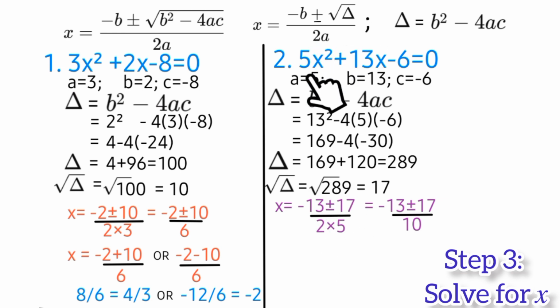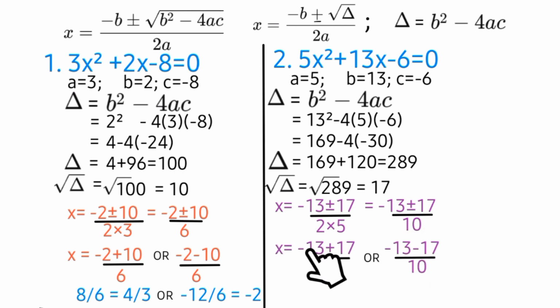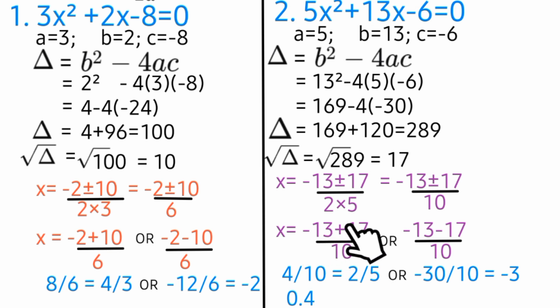Our a value is 5. And so we have minus 13 plus or minus 17 divided by 2 times 5, which gives 10. Is either x equal to minus 13 plus 17 divided by 10, or x is equal to minus 13 minus 17 all over 10. So minus 13 plus 17 gives 4 divided by 10. 4 divided by 10 is equivalent to 2 over 5 or 0.4.